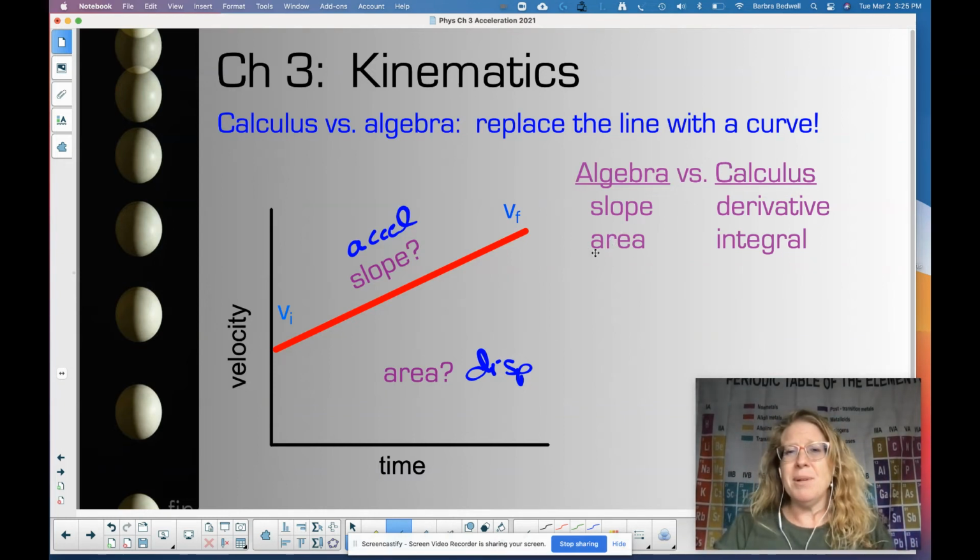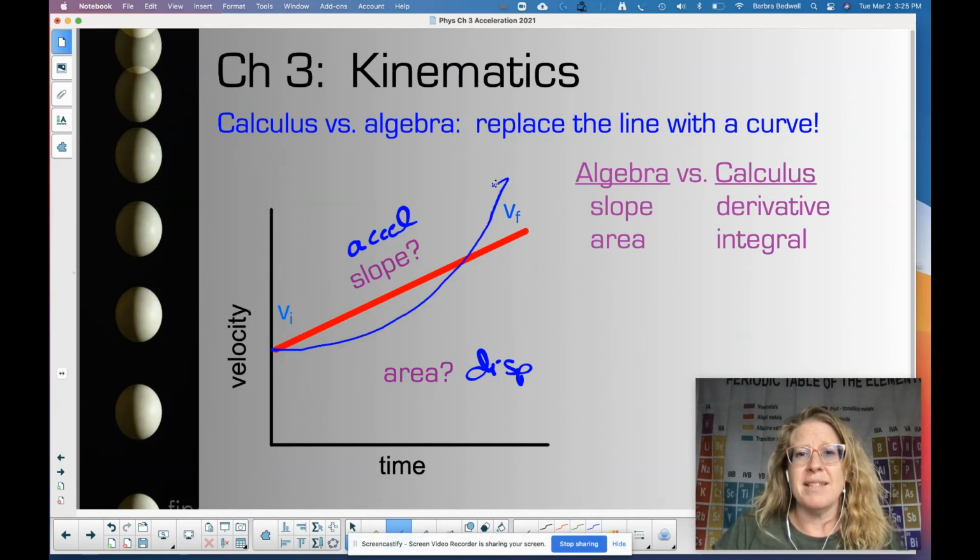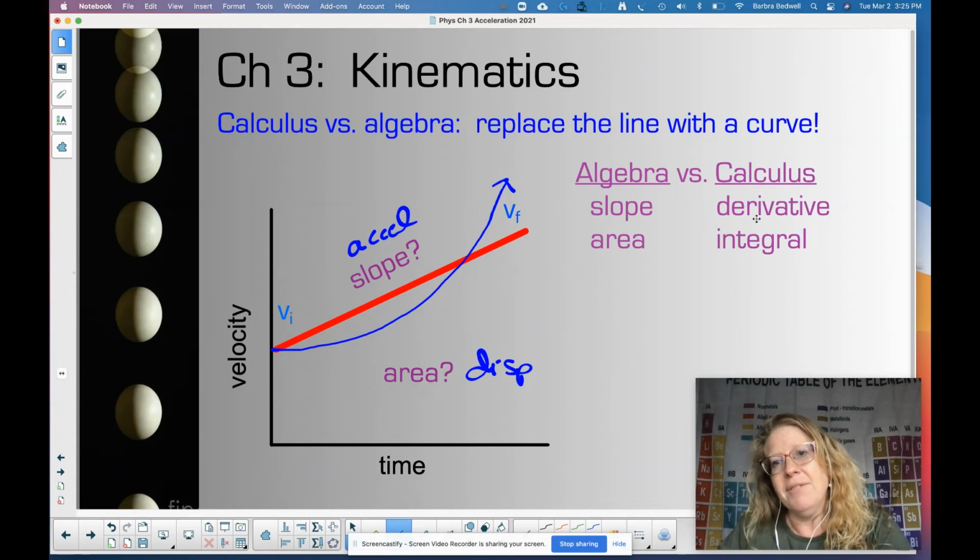Super easy when it's linear, but what if our acceleration is not constant and it's doing one of these kinds of things? If our acceleration is changing and we have a curve, that's when we have to use calculus. And by the way, these relationships are the same. It's just a little bit of a different kind of math approach. In trying to take the slope of a curve, in calculus, we call that a derivative. And if we're trying to take the area under a curve, we can't use triangles and rectangles, we call that an integral. That's really all that it is.